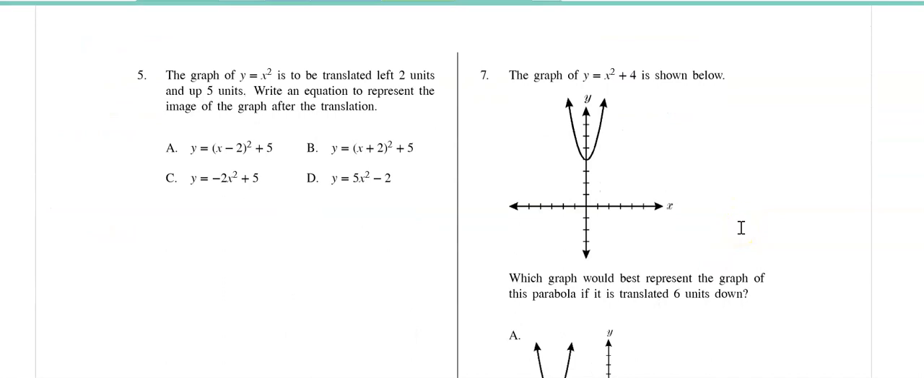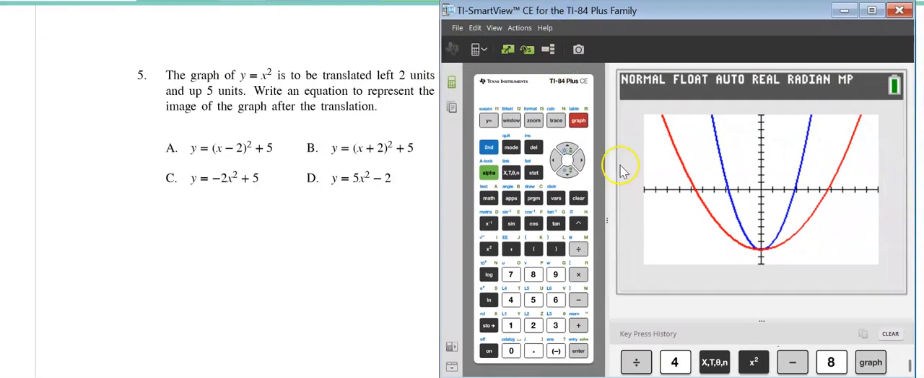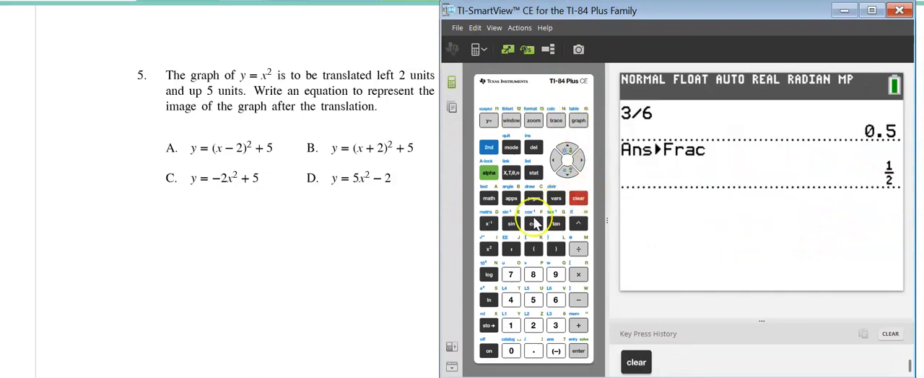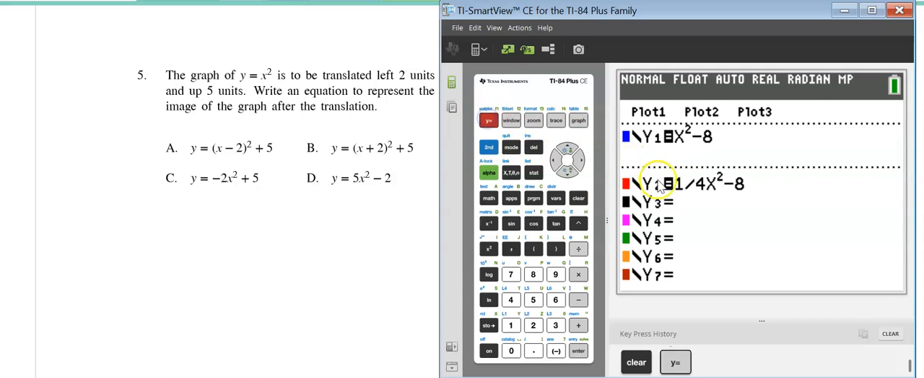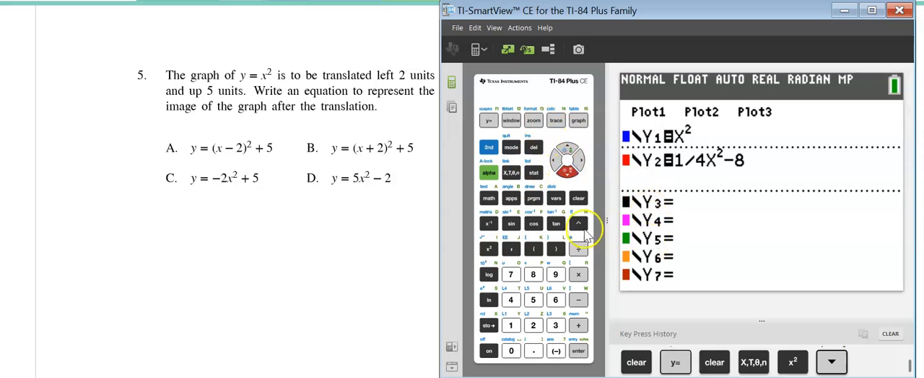Number 5, the graph of y equals x squared is to be translated left 2 units and up 5 units. Write an equation to represent the image of the graph after the translation. Okay, so these are some different formats on A and B. So this is what I'm going to recommend to you, and then I will explain the math behind it. Go to the calculator. That's what it's there for. It is a tool. Use it. I'm going to clear what's in here, and I'm going to type in x squared. And then for my next equation, I'm going to type in each answer option and see what it does.